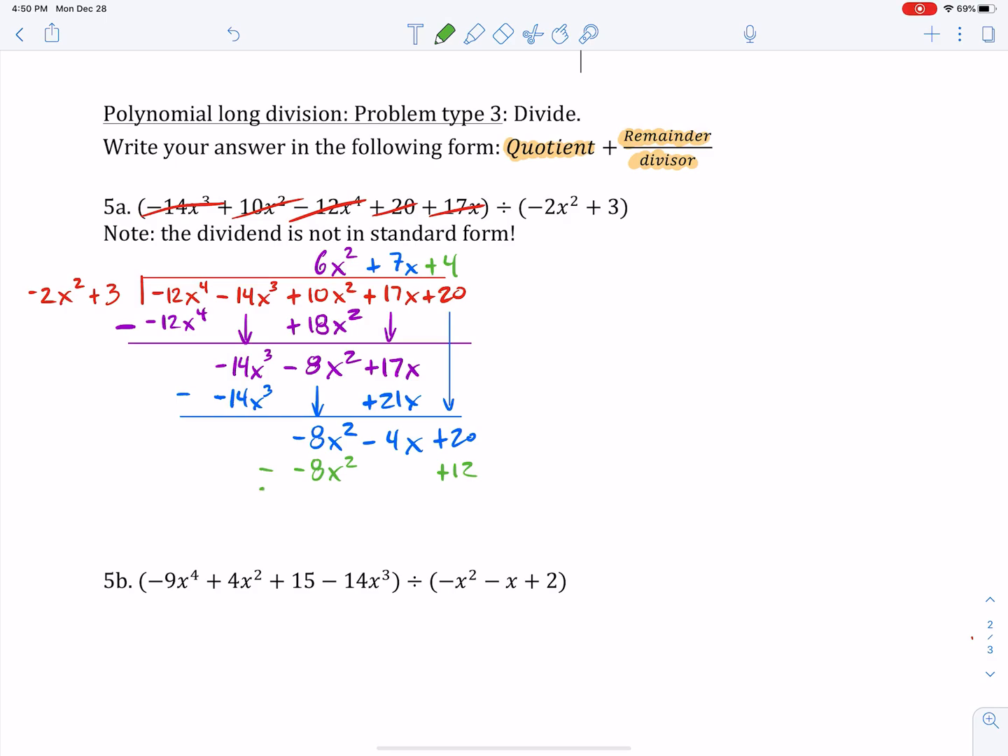Now we minus. Negative 8x squared minus negative 8x squared, 0. We bring down our negative 4x. 20 minus 12 is 8. So we are done. And now we need to write our answer here.